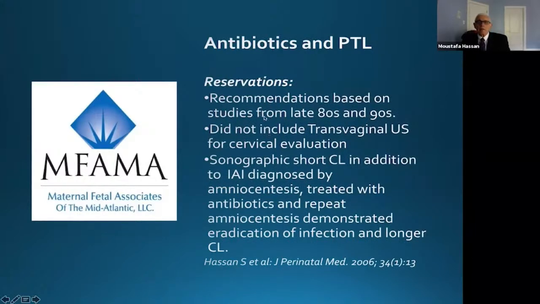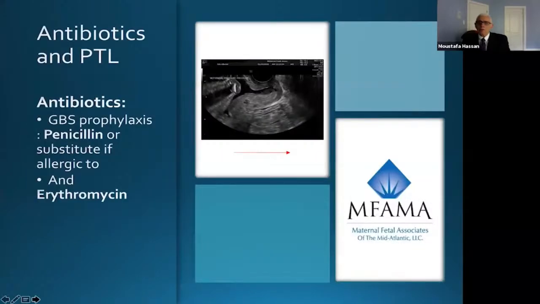Reservation: these recommendations are based on studies from the late 80s and 90s, which did not include transvaginal ultrasound, sonographic short cervical length, in addition to intra-amniotic infection diagnosed by amniocentesis, treated with antibiotics, and repeat amniocentesis demonstrated effectiveness. So you now have an opposing view that no, maybe it's not a bad idea to use antibiotics. Okay. Definitely group B strep prophylaxis and erythromycin-based products, as we're going to see in a few minutes.